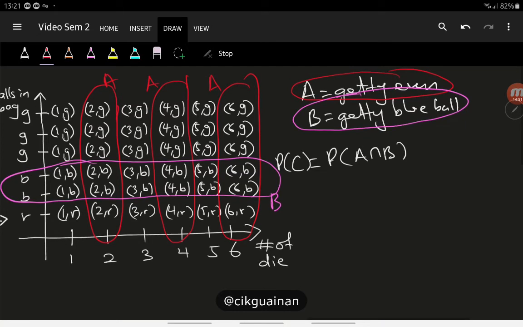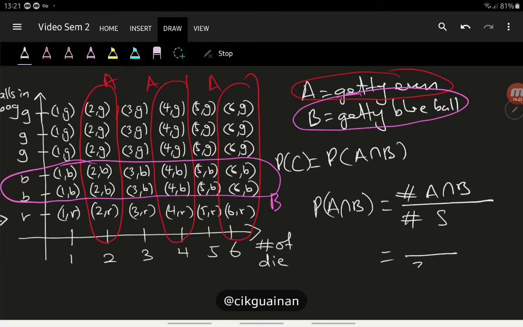Now what is the probability of C, which is the intersection of A and B? P(A intersect B). Let's calculate the number of A intersect B, and then we divide by the number of the sample space. What is the number of the sample space? Just multiply 6 times 6, 36. So down here is 36. Okay, over 36. Now we want to figure out this one.